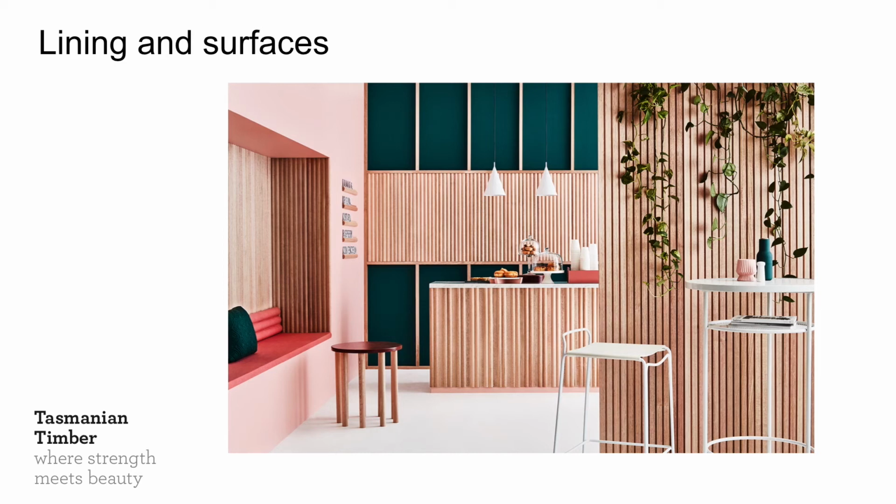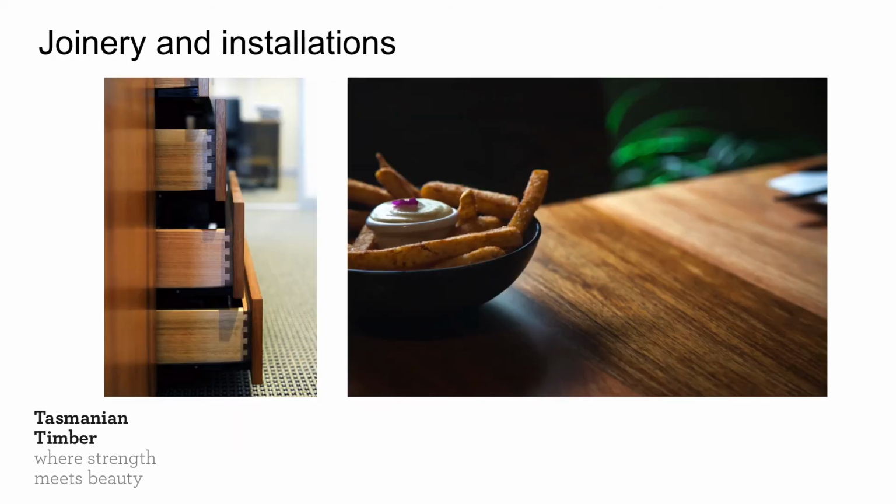But these are both Tas oak. One's in a darker environment, different lighting, different surrounding colours. The next is in joinery and other sorts of installations. So you've got here cupboards and drawers, tabletops in food venues. Wood in food venues, very popular. Very, very commonly used.